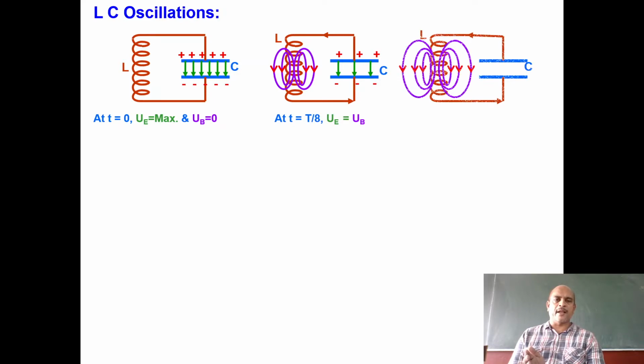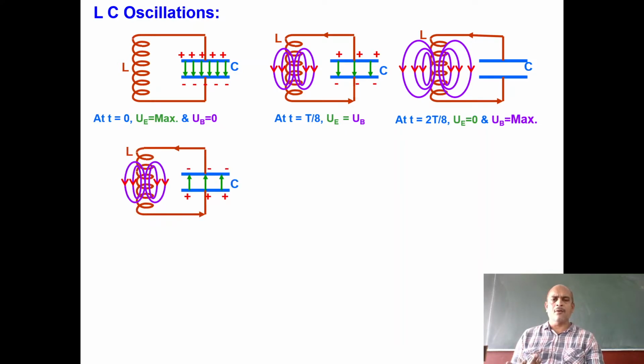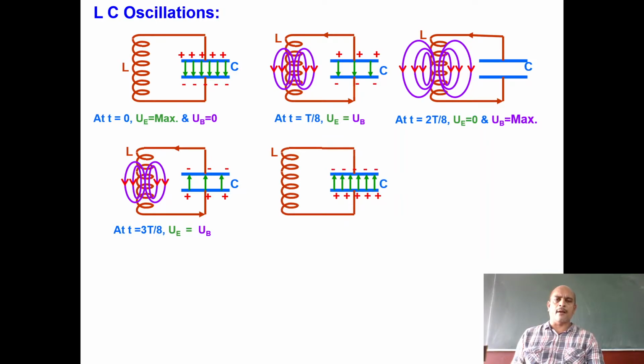Now the charge gets discharged and is converted into magnetic energy. It gets stored in the inductor. So after some time, the whole energy will transfer to the inductor and the capacitor is fully discharged. So now UE is equal to 0 and UB is maximum.